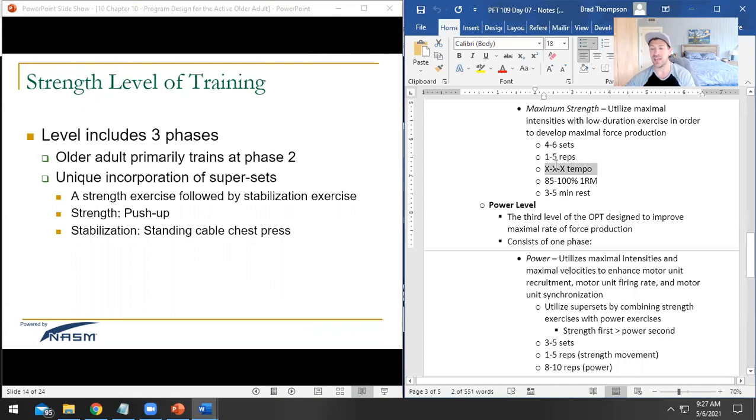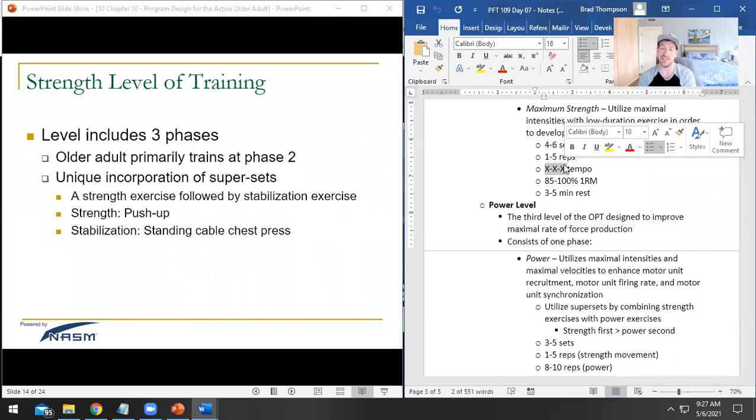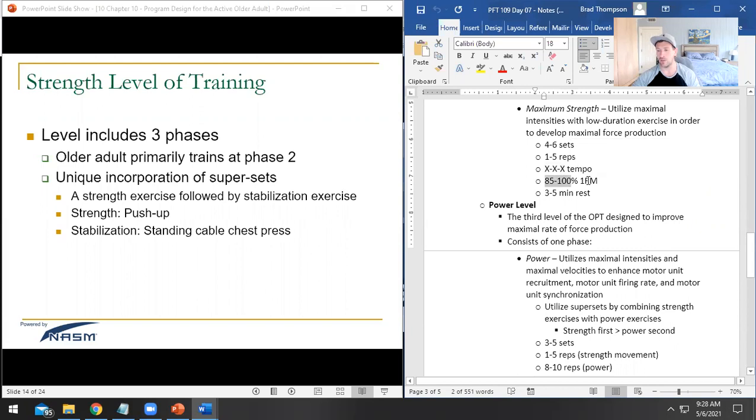And we're going to list our tempo as XXX, meaning that you want to try to move as explosively as possible through the range of motion of the lift. You don't want to take any pauses because that pause is going to ruin your force production, right? So we try to lift very explosively, very quickly, even though you don't actually end up moving very quickly. What ends up happening is you're like, good God, that's heavy. You move really slow, but you're trying to move fast. You're trying your hardest. 85 to 100% of your 1 rep max, and then we're taking 3 to 5 minutes of rest. That is a lot of rest.